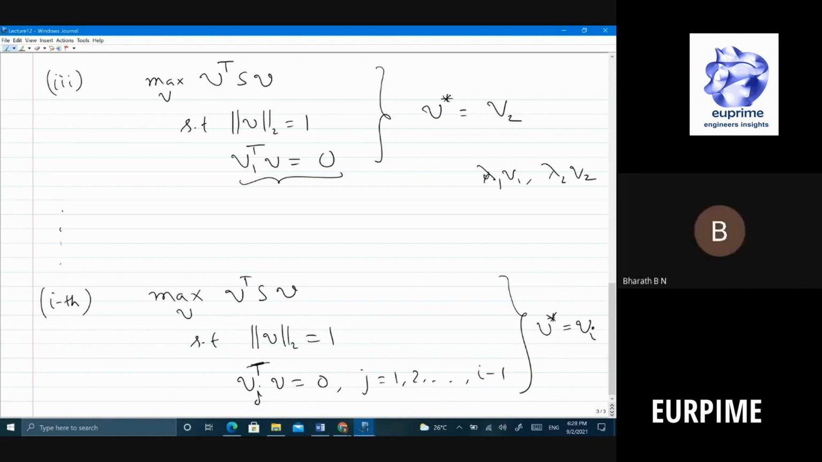Any other questions? So do we first calculate the eigenvalues and vectors and then propose this max V transpose SV?